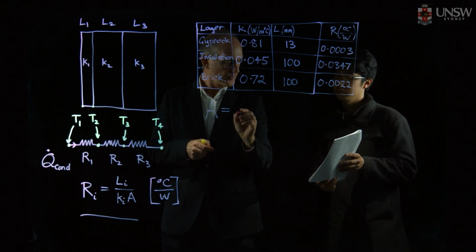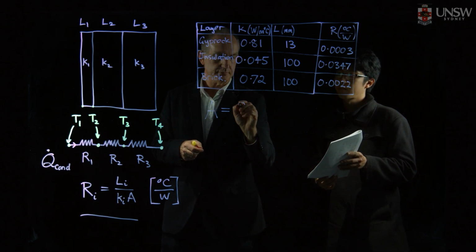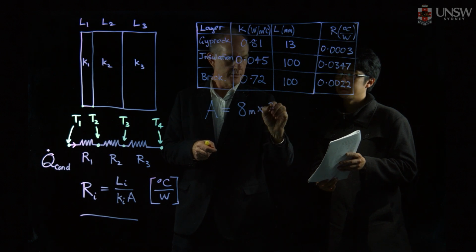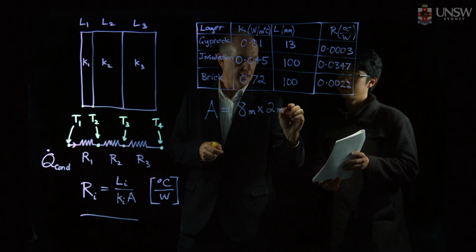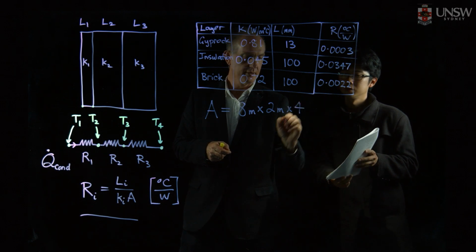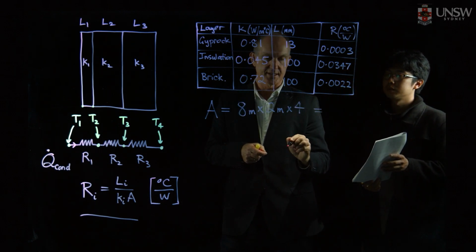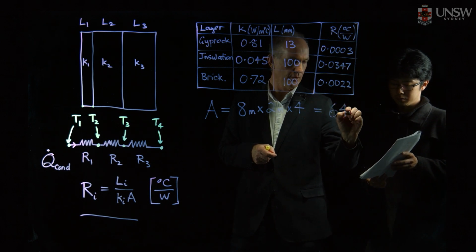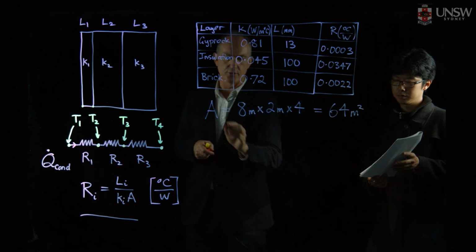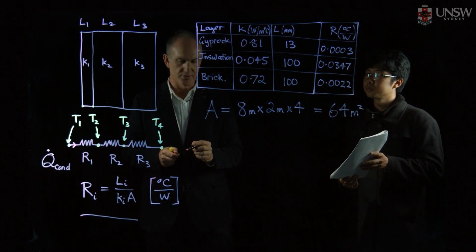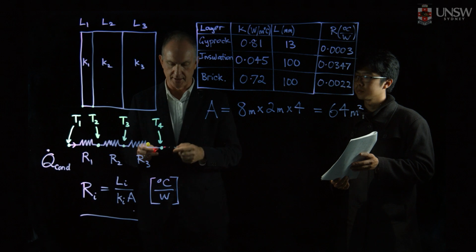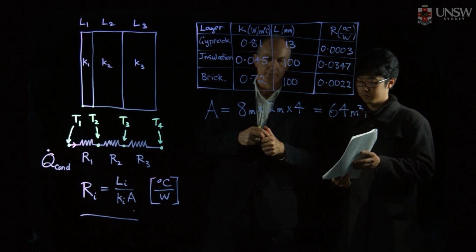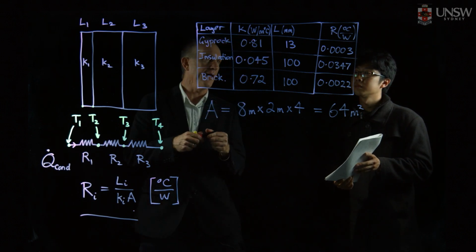Now, the area, of course, we've got 8 meters length of wall, 2 meters high, and we've got 4 walls. So that gives us a total of 64 square meters. So that's the value of the area of the walls that we're dealing with, which we needed when we're calculating the thermal resistance. Okay, so, all right, sorry about that.